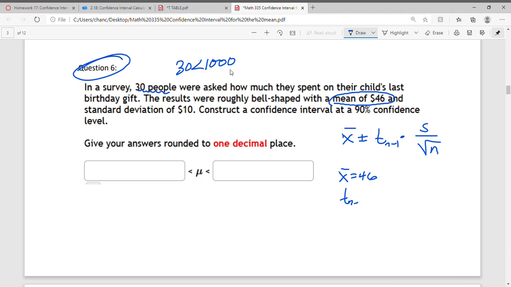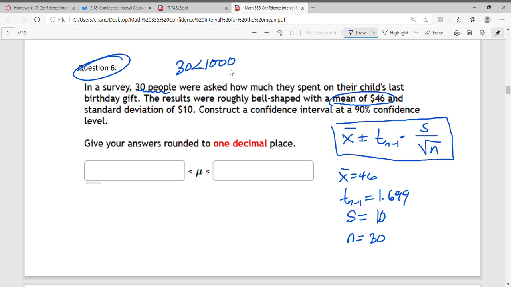So t sub n minus 1 equals 1.699. S is our sample standard deviation, and that is $10. The sample size, we know it's 30. So let's plug in all of these values into our formula. And so we have 46 plus or minus 1.699 times 10 over the square root of 30.